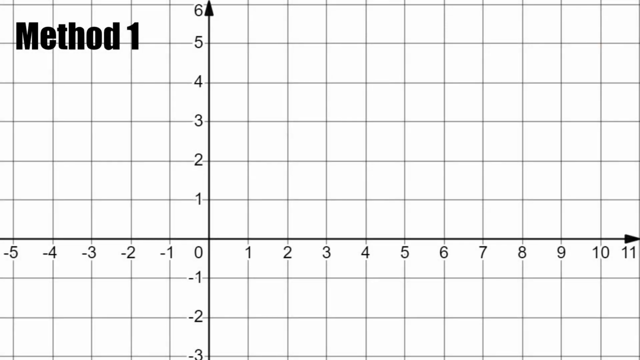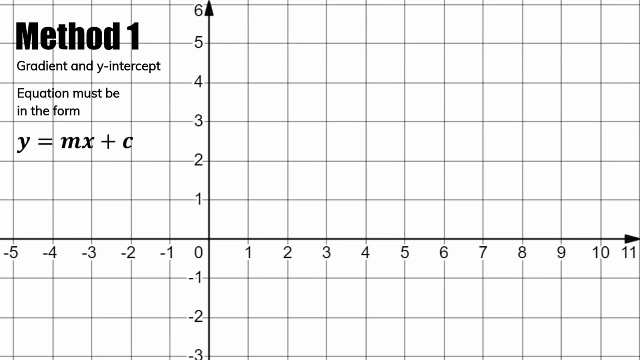Hi everyone. The first method we'll be looking at is using the gradient and y-intercept to graph the equation of a straight line. So your equation must be in the form of y equals mx plus c. So if it's not, you need to rearrange it to get it into this form. We're going to start off with a nice easy equation. So let's use y equals 2x minus 1.